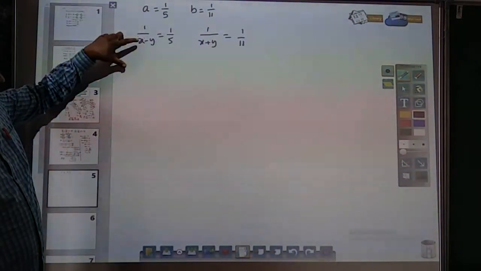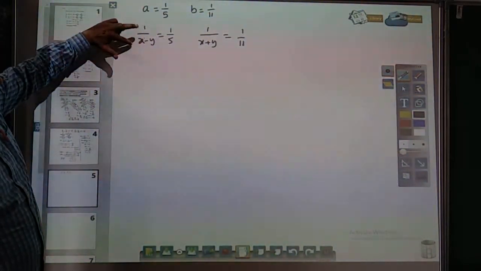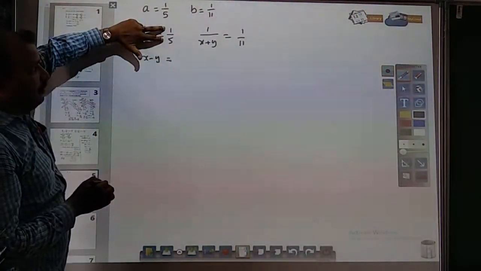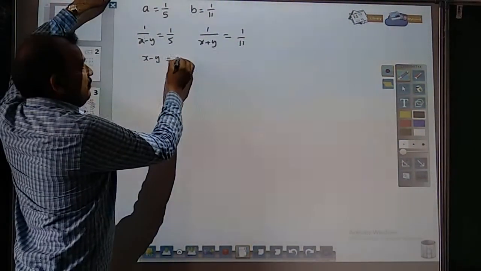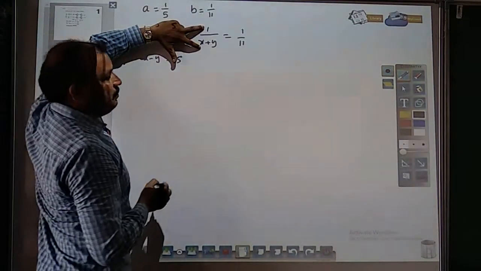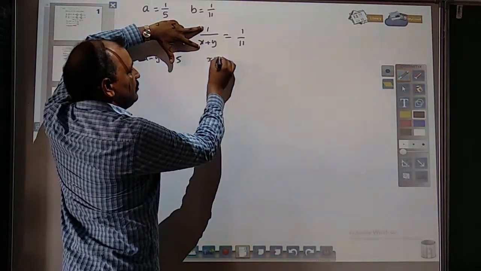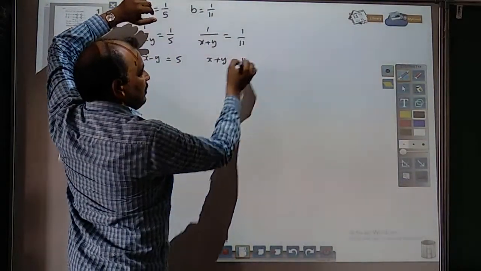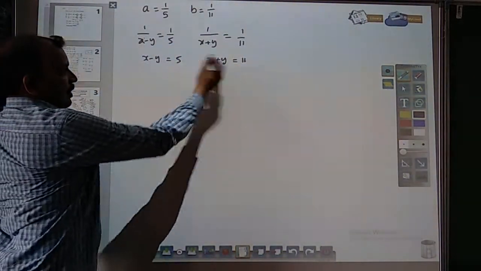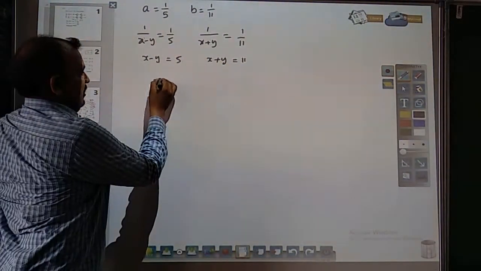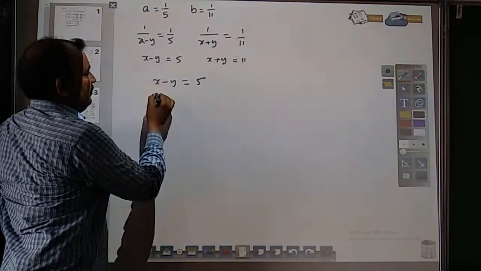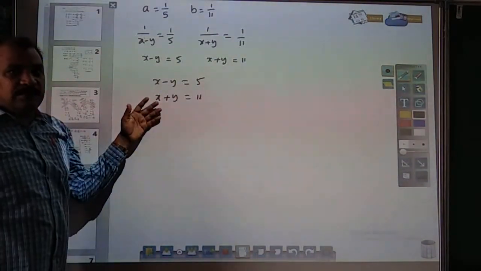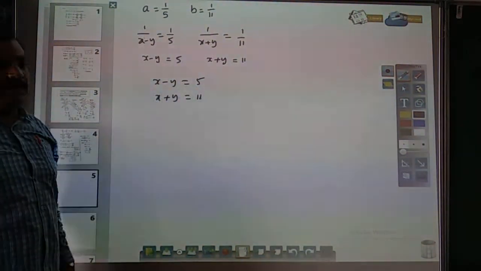So let us say here 1 by x minus y is there. Let us take the reciprocal of 1 by x minus y, that is equal to x minus y. Reciprocal of 1 by 5 is equal to 5. Similarly, reciprocal of 1 by x plus y is equal to x plus y. Reciprocal of 1 by 11 is equal to 11. So let us take these two equations. x minus y is equal to 5, x plus y is equal to 11. Solve these two equations. We will get x comma y value.